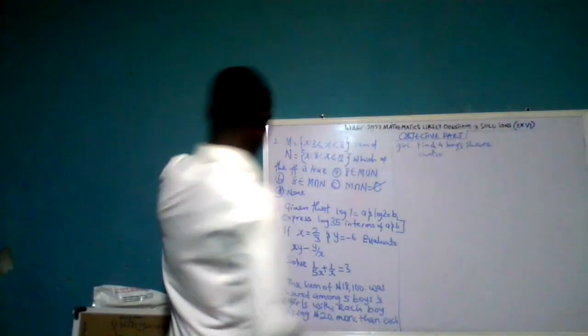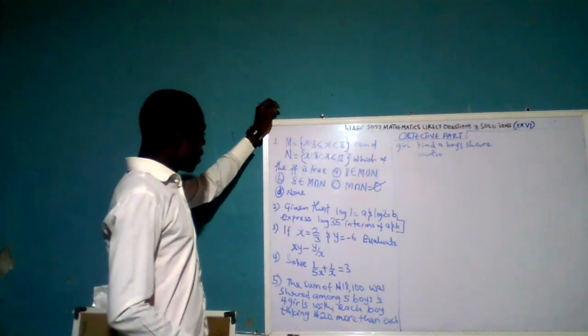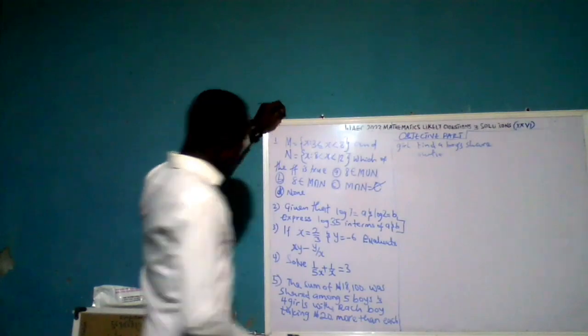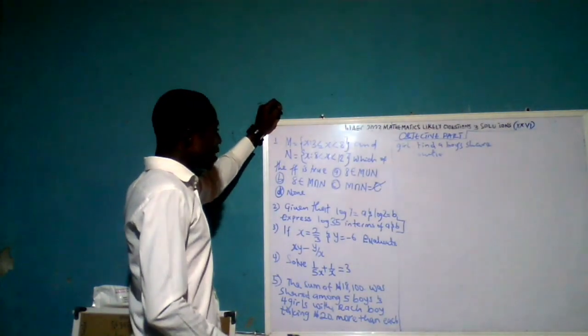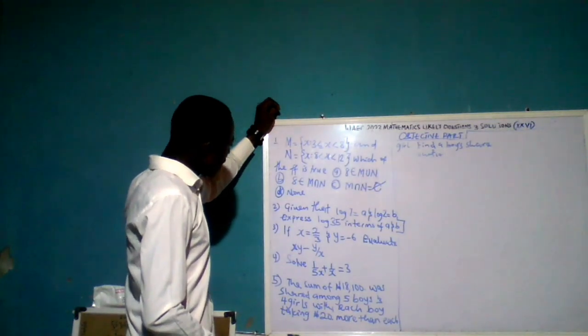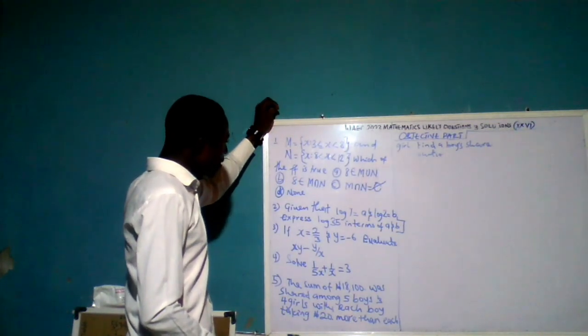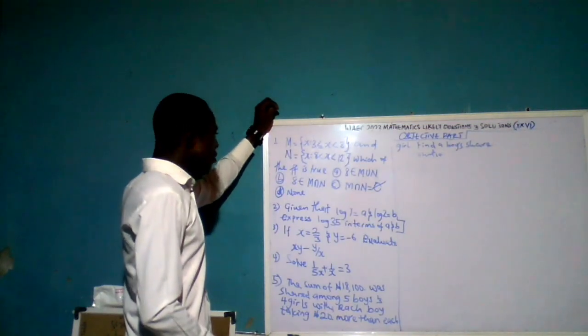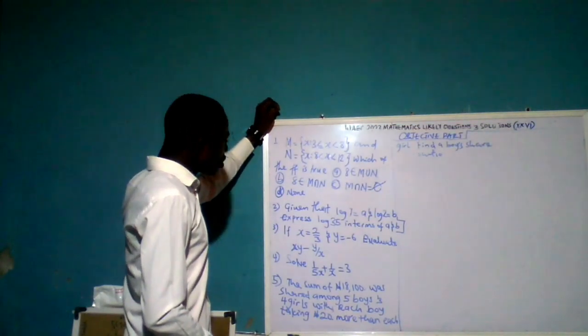Now let's take a look at these questions. Question number 1. We are given set M to be equal to {x such that 3 ≤ x < 8}. Also, we have set N to be equal to {x such that 8 < x < 12}. Now we are asked to find which among the following is true.